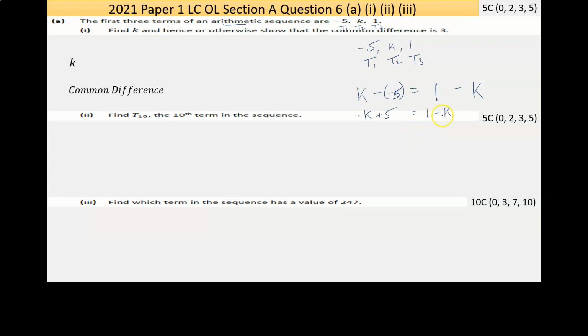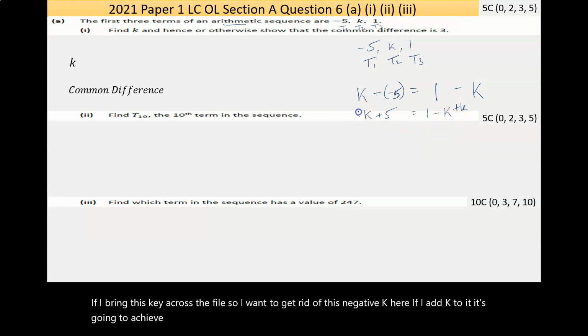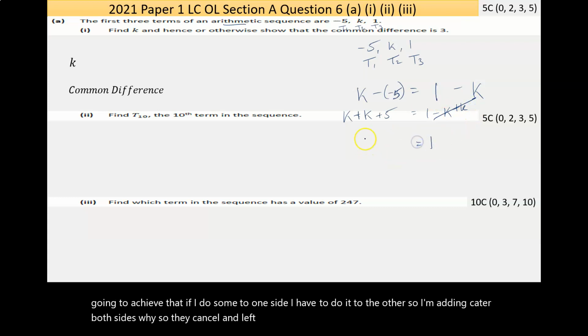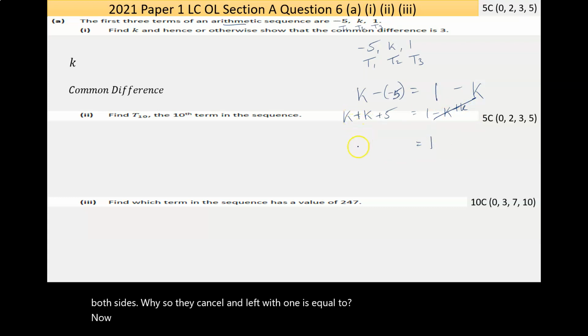Now here, if I bring this k across to the far side, I want to get rid of this negative k here. If I add k to it, it's going to achieve that. If I do something to one side, I have to do it to the other. So I'm adding k to both sides. Why? So they cancel. I'm left with 1 is equal to, now on this side, k plus k is equal to 2k. Everything else stays the same.